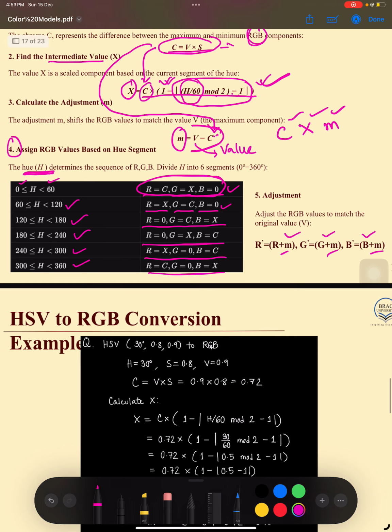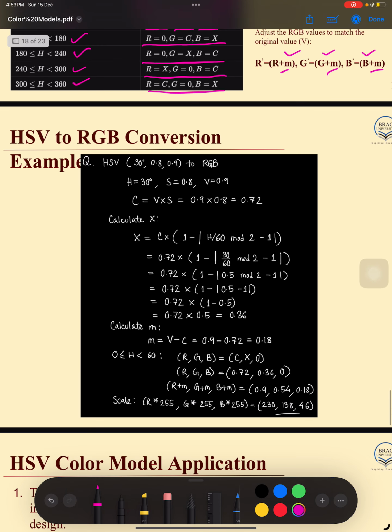Let's look at an example of this. My question will be given to me in a similar way to this: HSV, where H is 30 degrees, saturation is 0.8, and value is 0.9, and I have been asked to find the RGB components. These are the values given. In order to find C, I will multiply the value with the saturation. This is my answer. From here, I have to find the X value next.